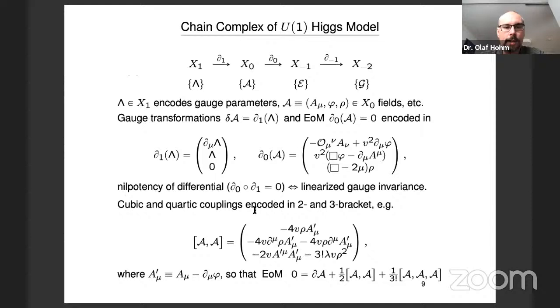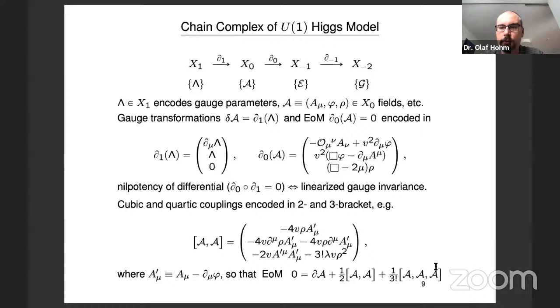And by the general dictionary, that means that you have two and three brackets. So the two bracket, for instance, looks like that. It's again this master field capital A, and I wrote it out for two fields of the same kind. And it looks like this, where A mu prime is the gauge invariant combination. So that just simplifies the notation. And the two brackets are defined in such a way that if you work out the field equations for the Higgs model, they can be written in this Maurer-Cartan form, where you have one term involving a three bracket.